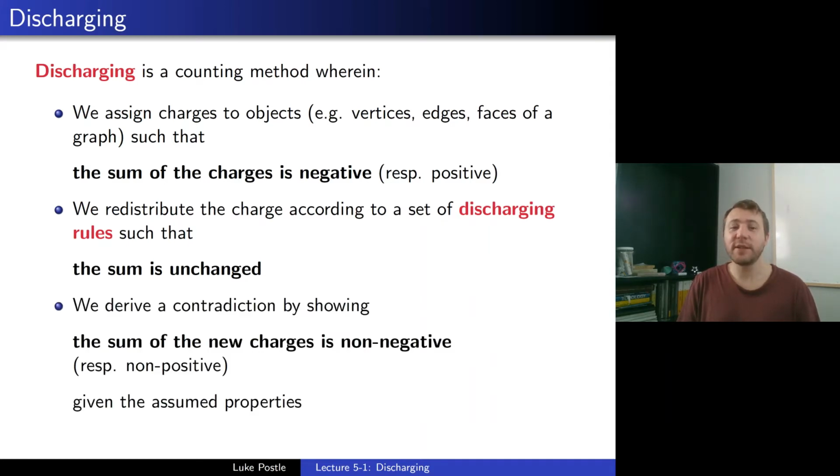And then what we do is we derive a contradiction by showing that the sum of the new charges is non-negative, or respectively non-positive if everything was flipped, given the assumed properties of whatever we're trying to prove. So somehow, by this assignment of charges, we know that the sum is negative, but if we move them around, all of a sudden we see that given the properties, the sum has become somehow non-negative, and thus we derive a contradiction.